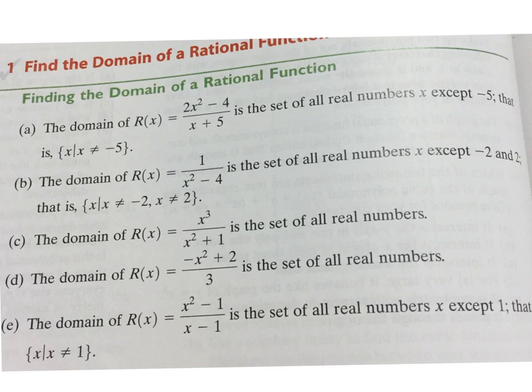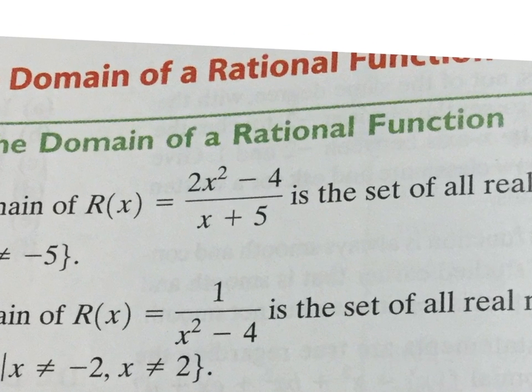this chapter. All right, but we're also going to take it a step further. We're going to see what it means that the domain cannot include something. So like in example A here, we're given the function r of x equals 2x squared minus 4 over x plus 5. And we're asked to find the domain.